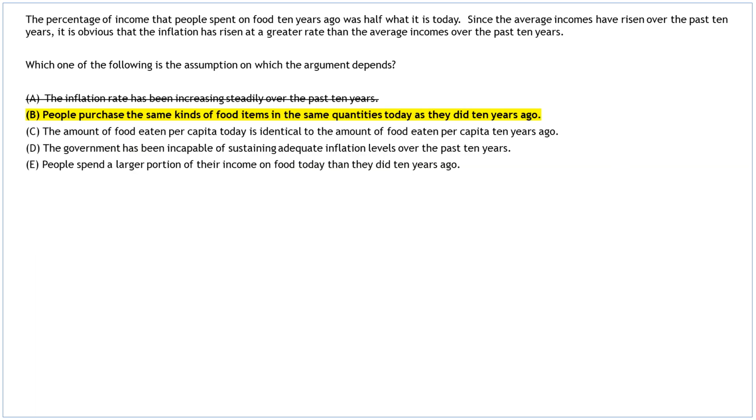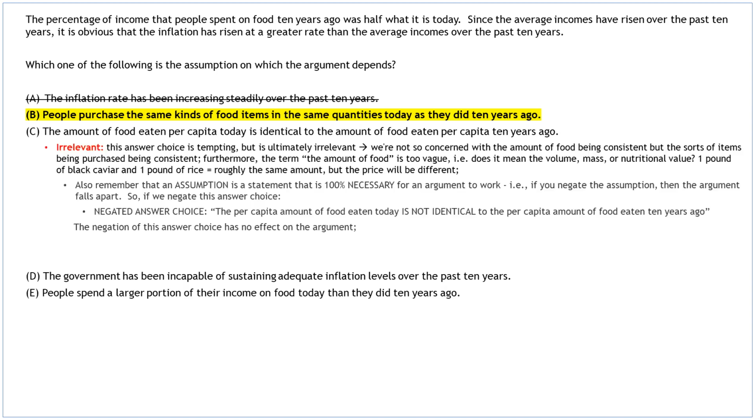Let's review answer choice C. This answer choice is tempting, but is ultimately irrelevant. We're not so concerned with the amount of food being consistent but the sorts of items being purchased being consistent. Furthermore, the term "the amount of food" is too vague. Does it mean the volume, mass, or nutritional value? 1 pound of black caviar and 1 pound of rice equals the same amount, but the price will be different.